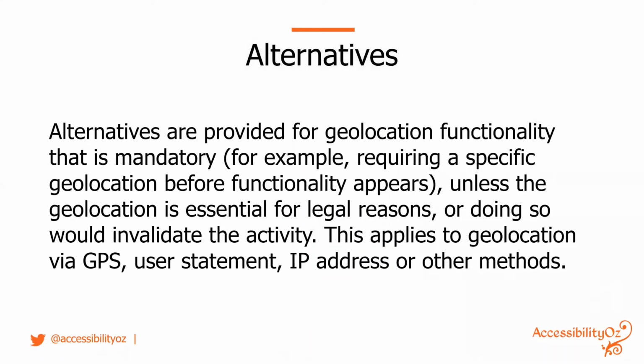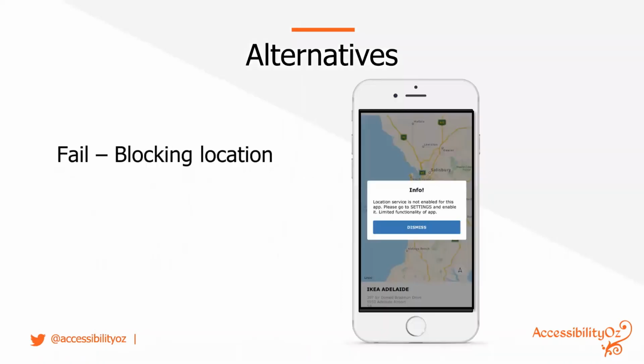Alternatives are provided for geolocation functionality that is mandatory, for example, requiring a specific geolocation before functionality appears, unless the geolocation is essential for legal reasons or doing so would invalidate the activity. This applies to geolocation via GPS, user statement, IP address, or other methods. So this is an example of IKEA. When you go to the website, it says we need access to your location. And if you say block, it gives you this dialog box that says info, location service is not enabled for this app. Please go to settings and enable it, limited functionality of app, dismiss. So it doesn't even tell you what the limited functionality is, but at least you can dismiss it and then use the site. Sometimes you can't even do that.